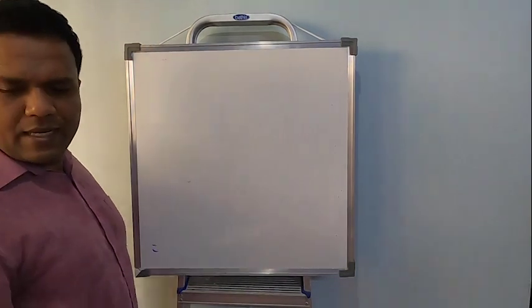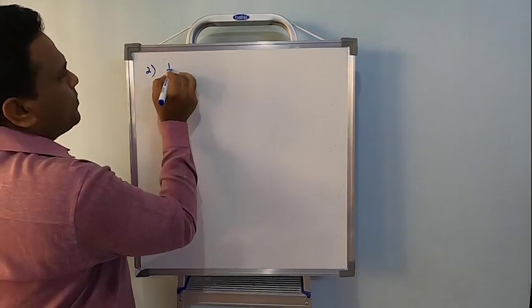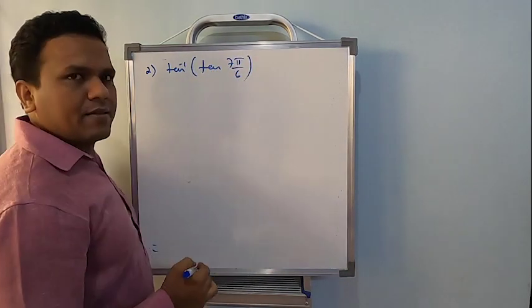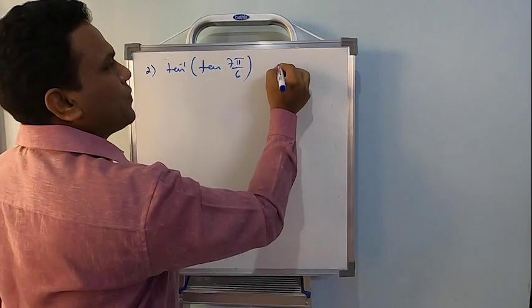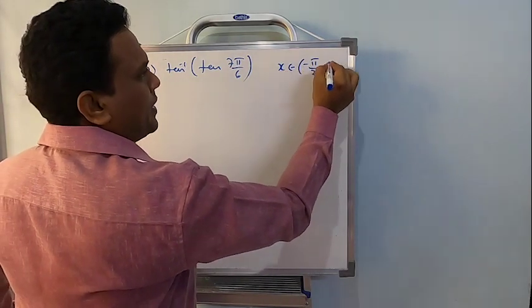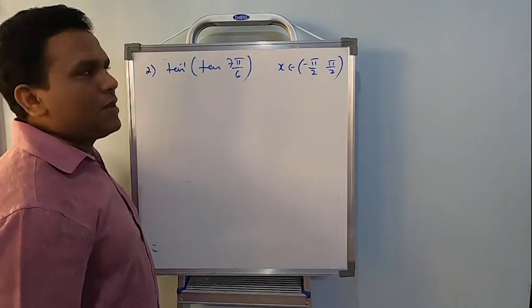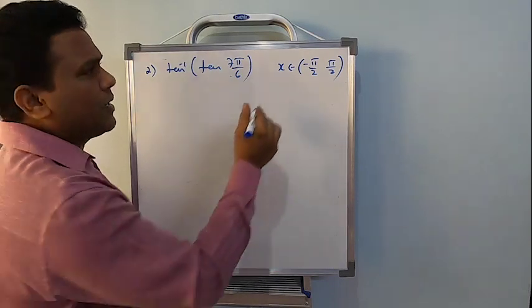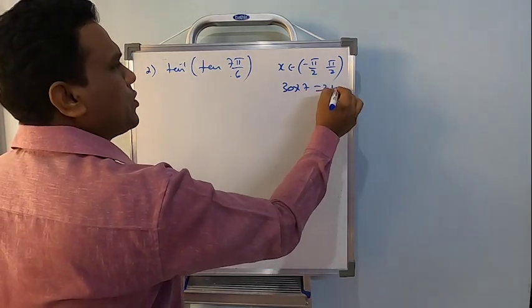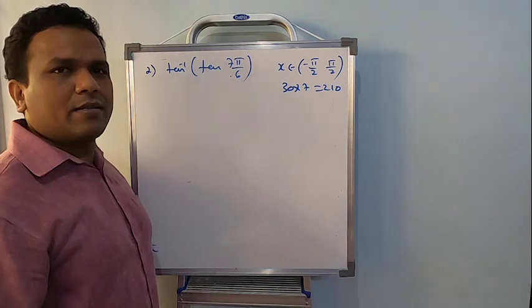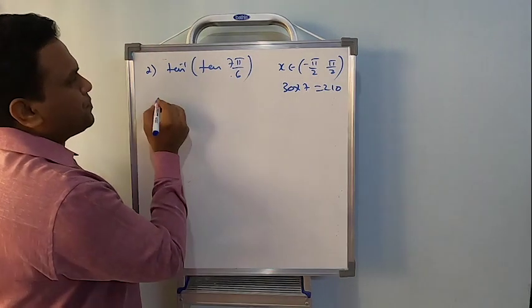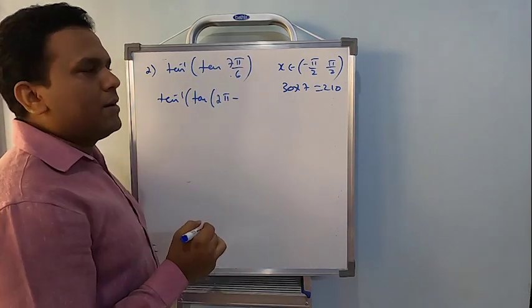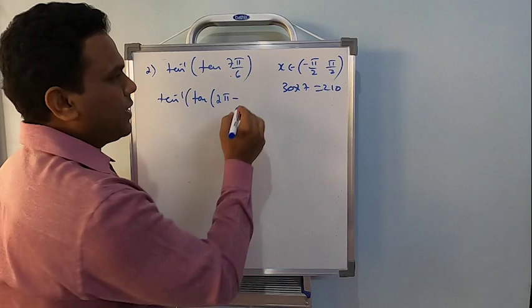Okay, the next one, second problem, tan inverse tan 7 pi by 6. So once again, what is the domain of tan? X should belong to the open interval minus pi by 2 to pi by 2. So I should reduce this here, it's more than 90. Only if you want to check, pi by 6 is 30, so 30 multiplied by 7 is going to be 210, which is more than the required range, correct? So how to split this actually? 7 pi by 6 can be written as 2 pi minus 5 pi by 6.